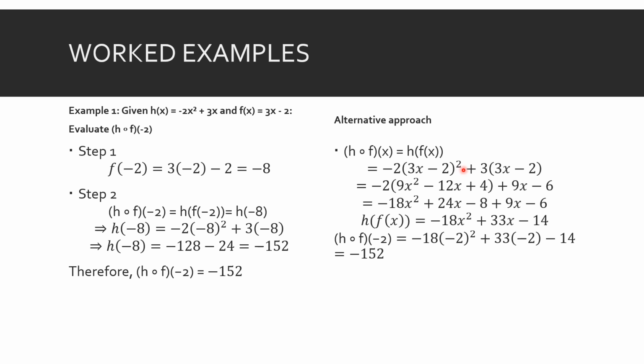We expand this one in the binomial expansion, and the results will be in this form. Then the results will be 9x squared minus 12x plus 4. Then multiply the minus 2 across and group like terms. Then the composite function h composite f will be in the relation minus 18x squared plus 33x minus 14. So after getting the functional relation, you can substitute the minus 2 into the functional relation and end up with the same answer, minus 152.